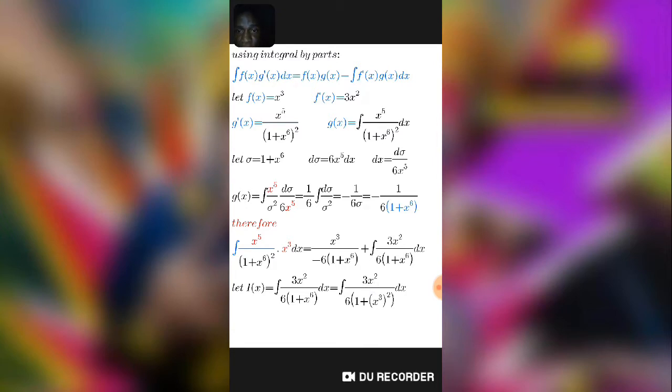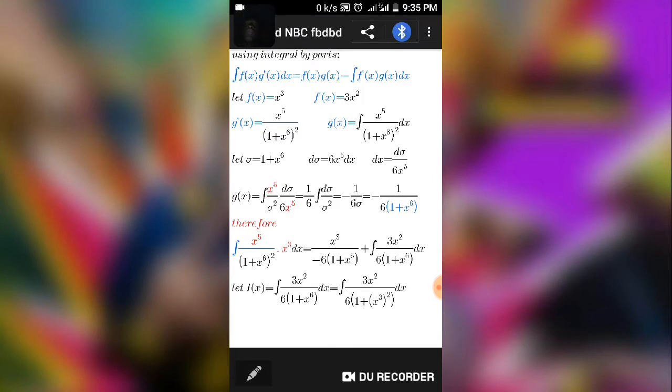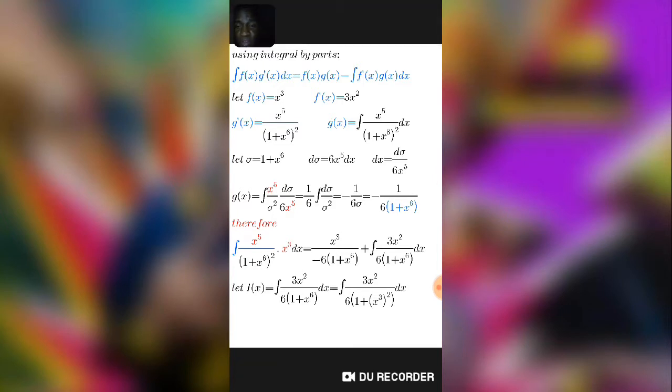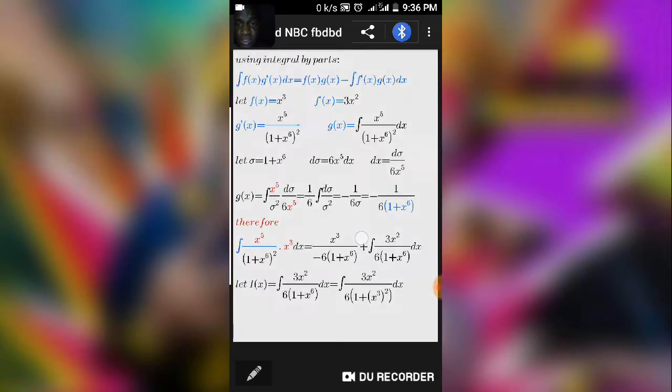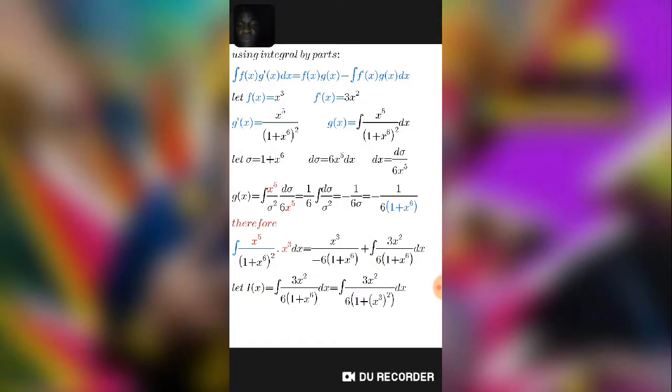So therefore we have integral of x, which I color coded red. So we have integral of x to the power 5 d theta all over sigma squared 6x to the power 5. So the x to the power 5 cancel out, which I color coded red. So we have 1 over 6 integral of theta over theta squared, which is equal to minus 1 over 6 sigma. So we substitute the value of sigma, which is initially 1 plus x to the power 6.